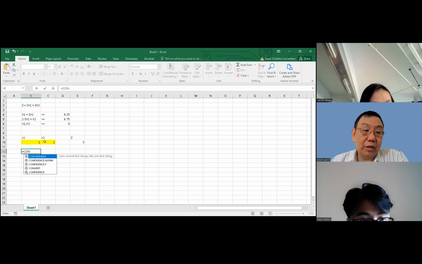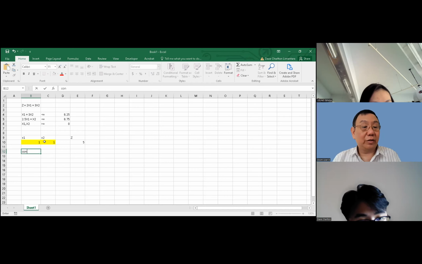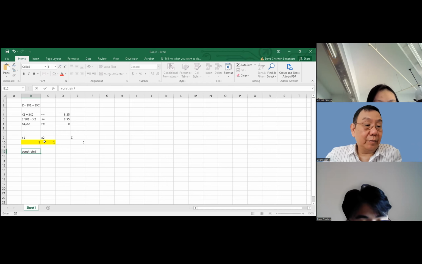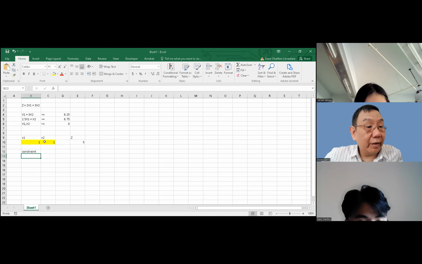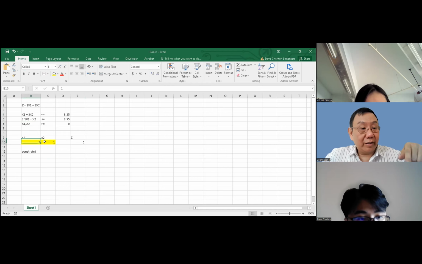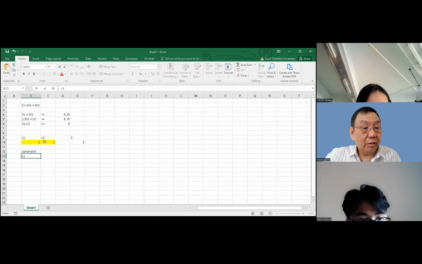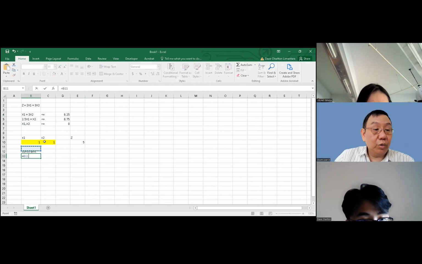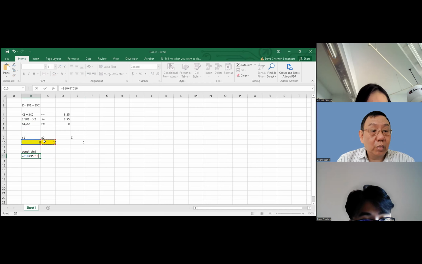Equal constraint. No, just this type constraint. Okay, so constraint number 1. X1 is no equal, yeah, that one, but you need to put down there, right? Equal, let me check. Yeah, this one plus 3 times B10, x2.